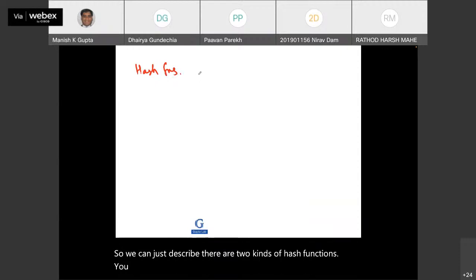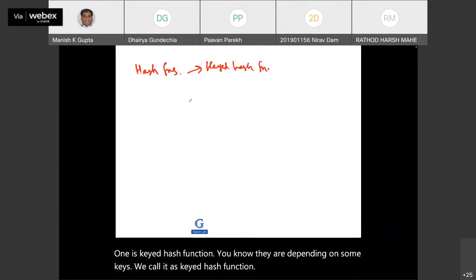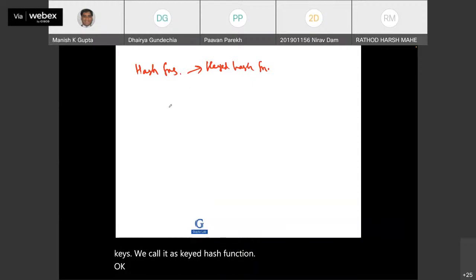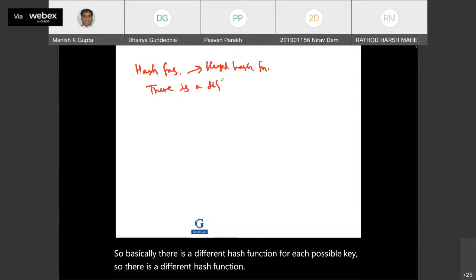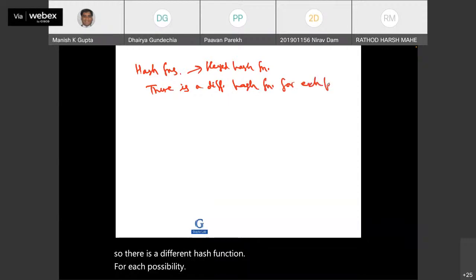One is the keyed hash function. They depend on some keys, so we call it a keyed hash function. Basically, there is a different hash function for each possible key.